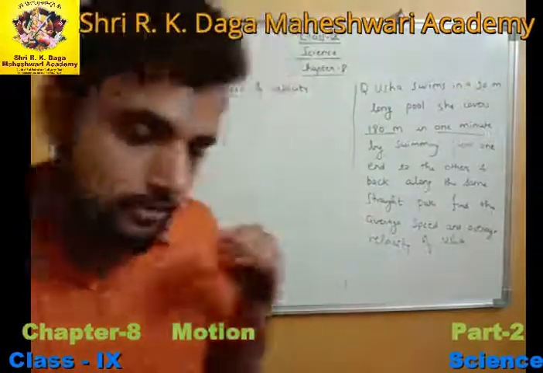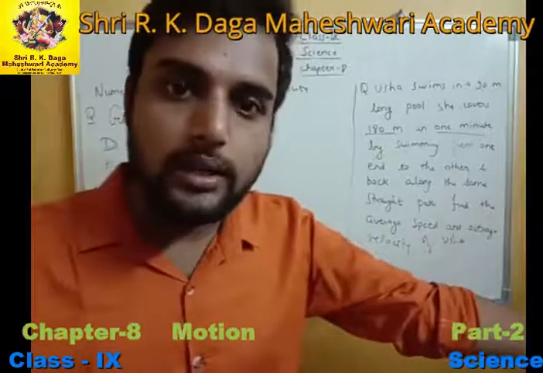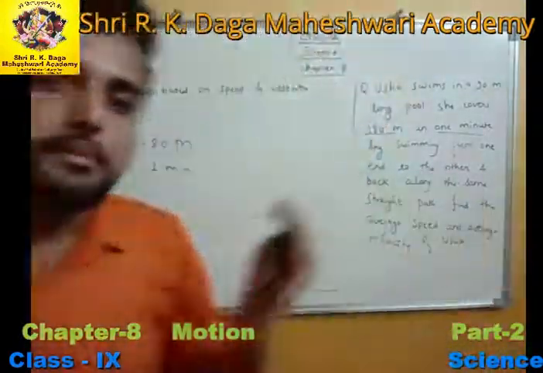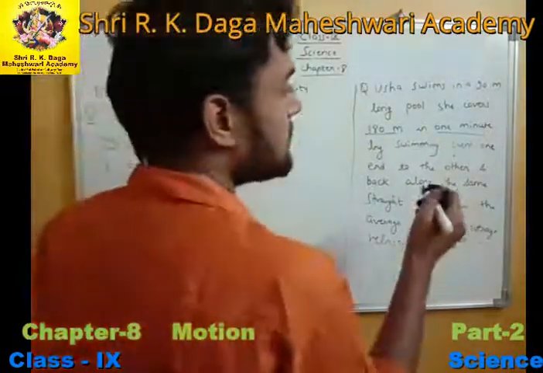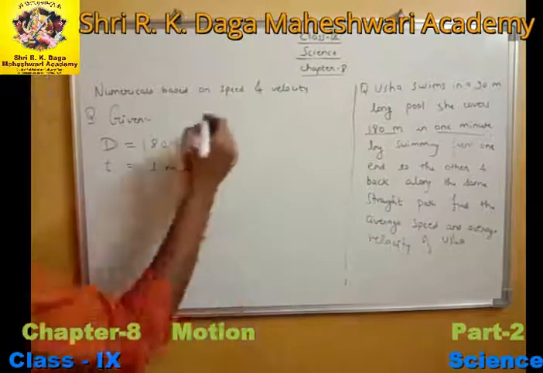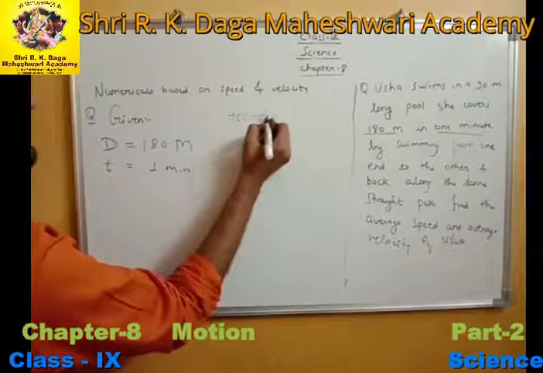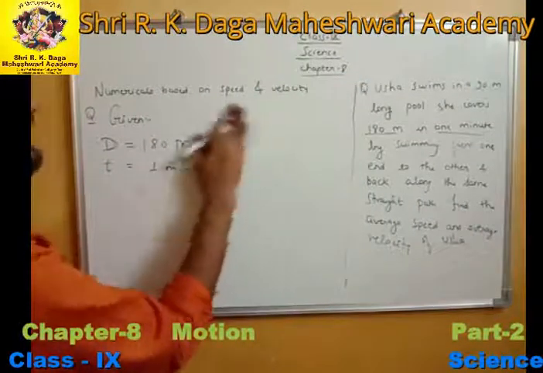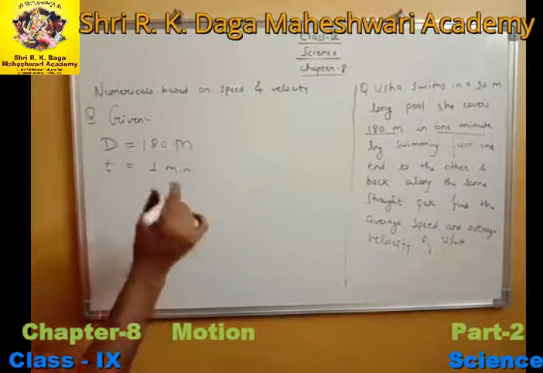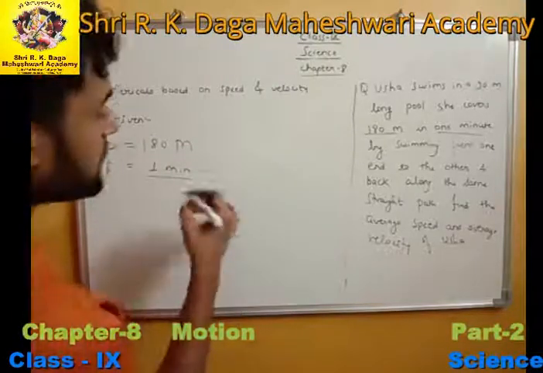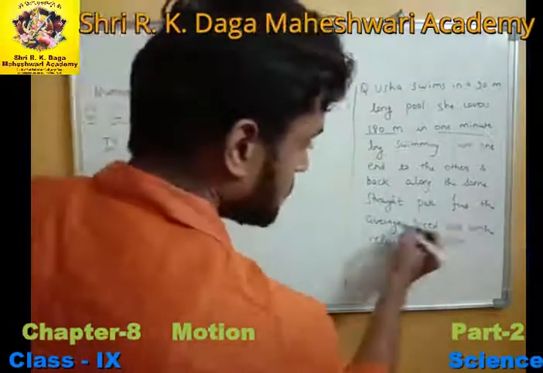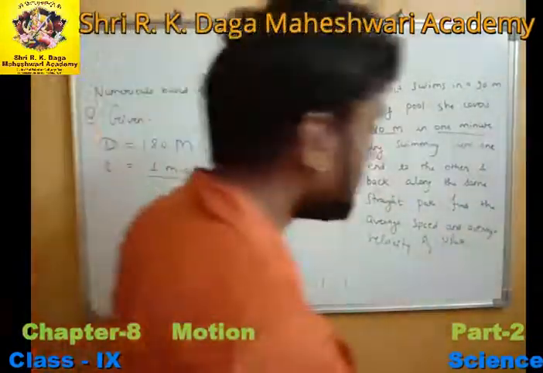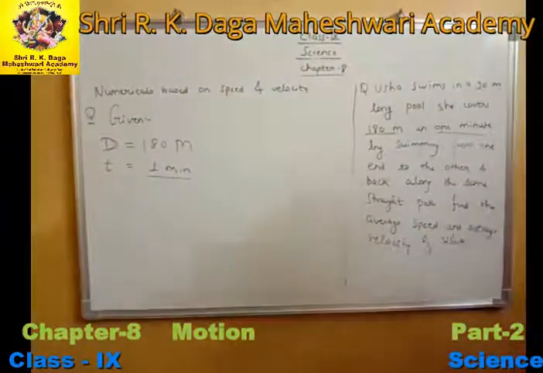First of all, Usha will go from one end to the other end, and then by following the same straight line path, she will come back to her starting point. That is, the total distance traveled by her will be 90 plus 90, that is 180, right? And the time taken by her in this whole journey is 1 minute. Now we have to find the average speed and the average velocity of Usha.